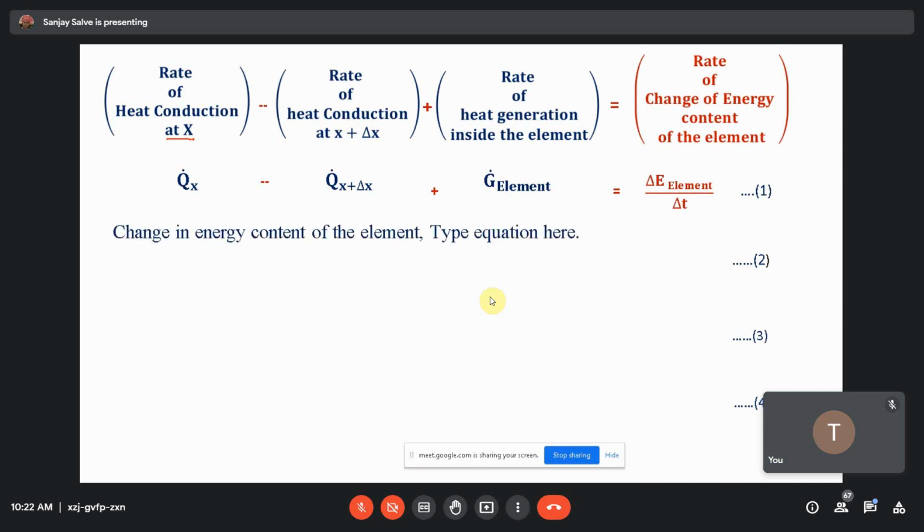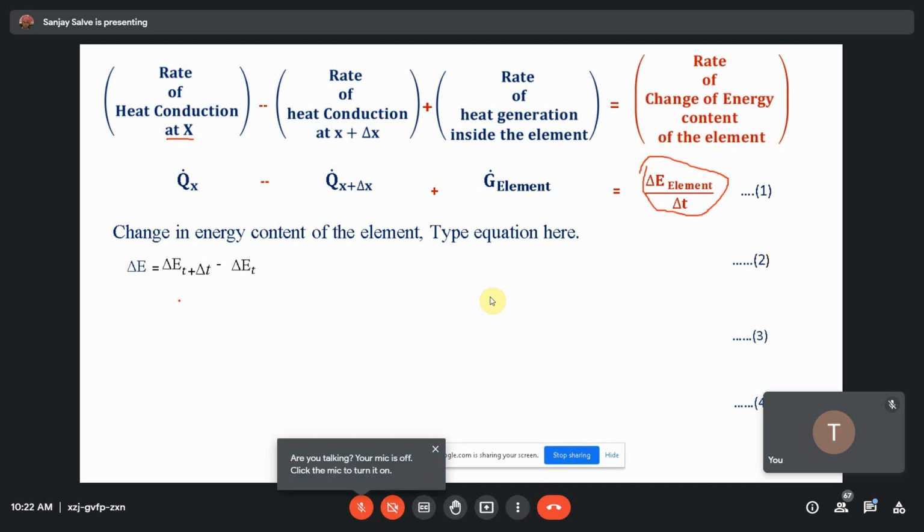Again, I explain in a better fashion the change in energy content of the element. So the equation here, I can write: delta E is equal to E at t plus delta t, minus E at t. This value changes with respect to time. If you consider the heat in, heat out, and internal heat generation for a very small time interval, that is delta t.